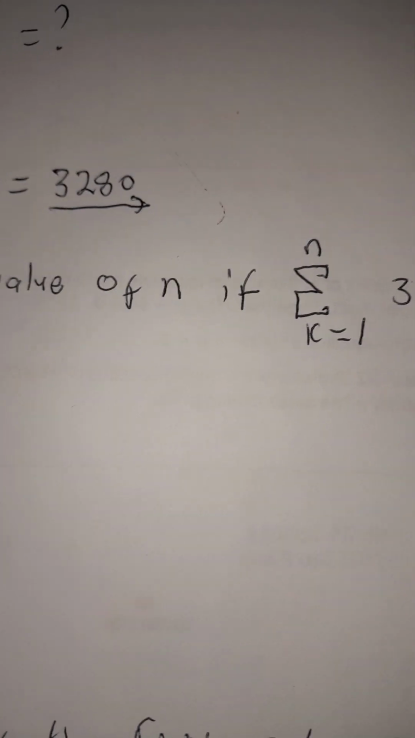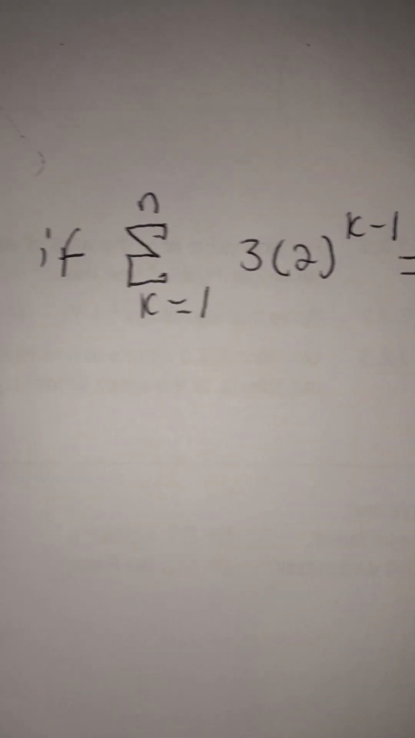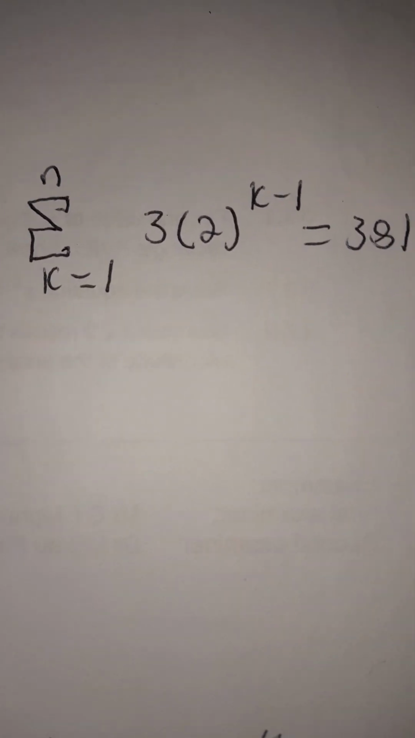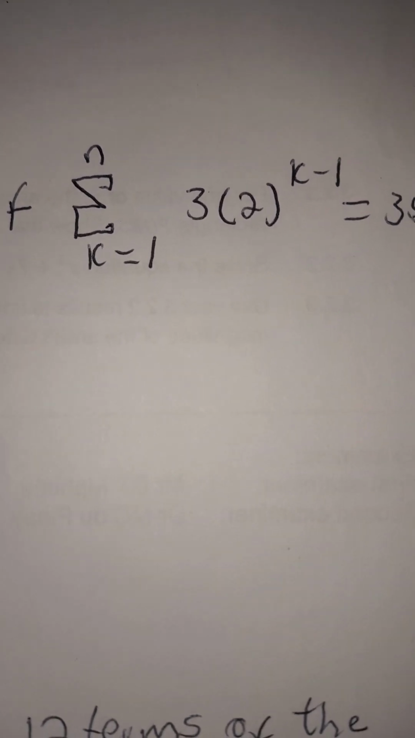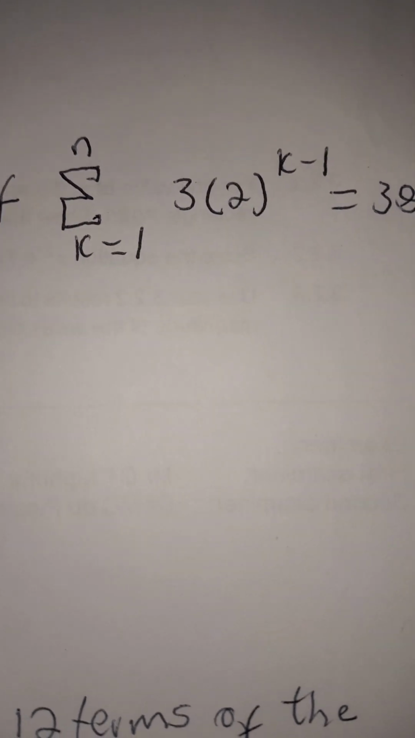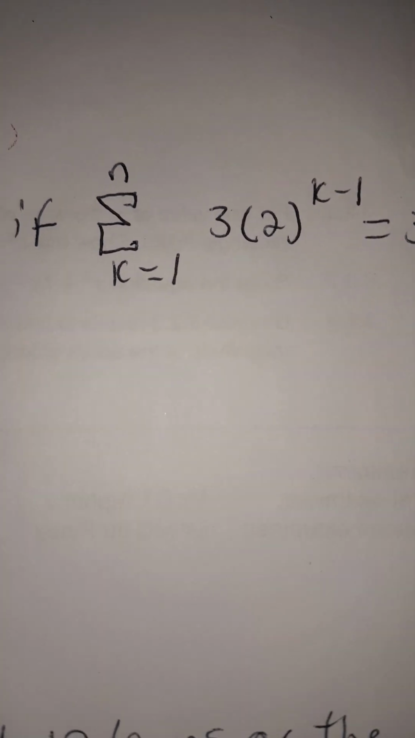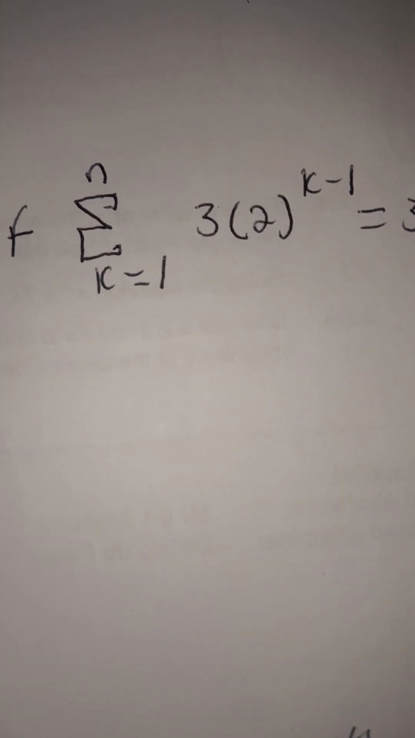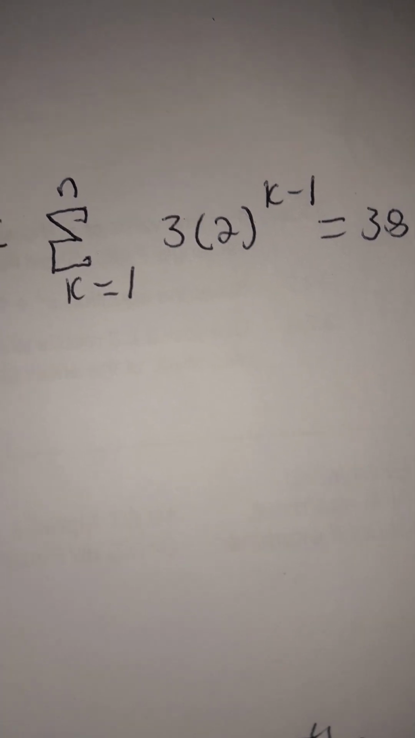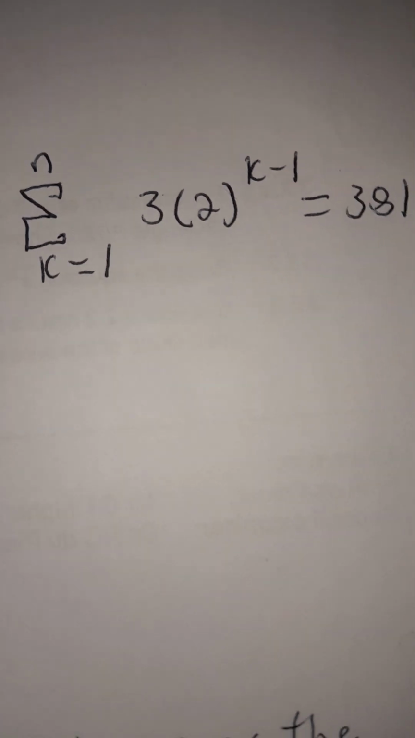Determine the value of n if the sum from k equals 1 to n of 3 times 2 to the power of k minus 1 is equal to 381. So how are we going to work with a geometric series that has a sigma notation? First thing first, you need to expand using this general term so that we have a series. Let's formulate the series. Where there's k, we are going to place 1, since our starting point is 1, so 1 minus 1.